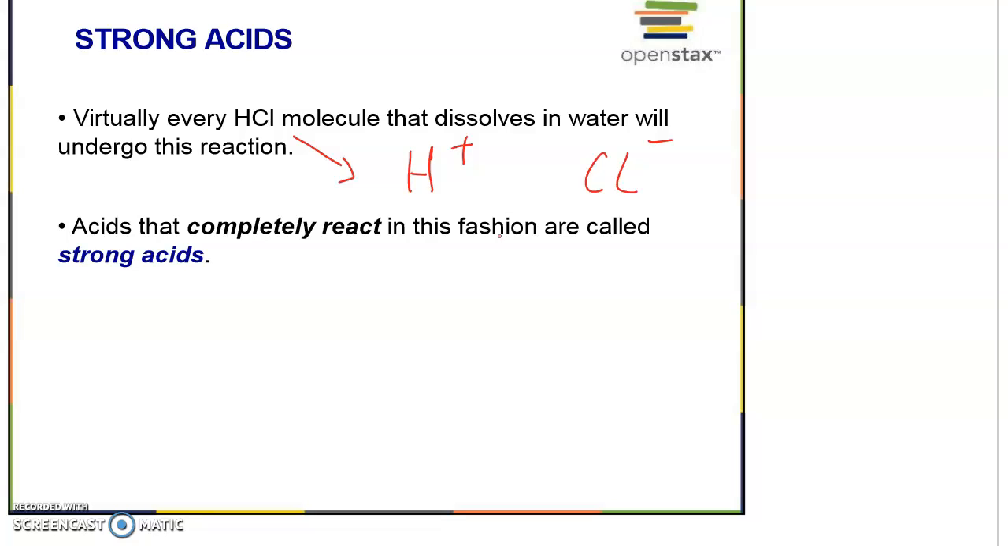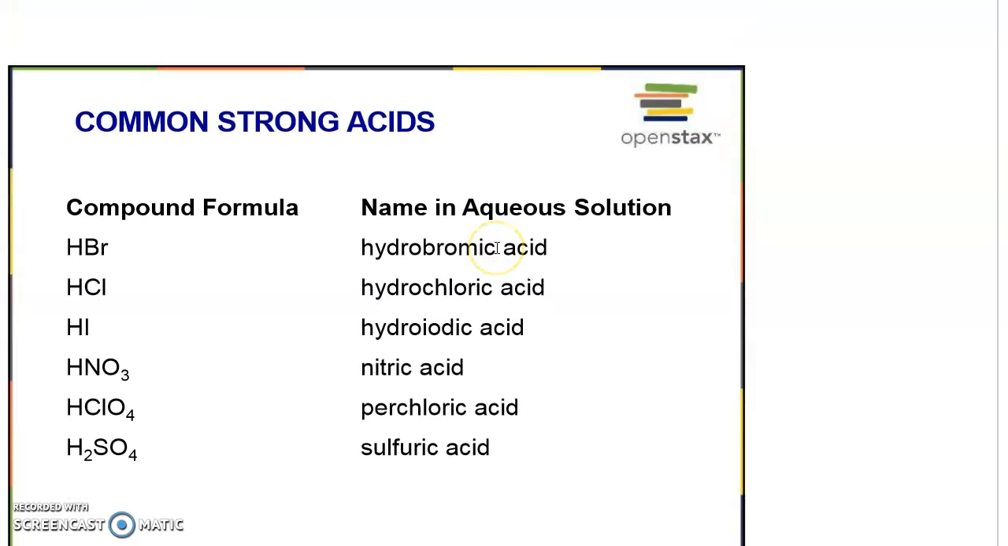So how do we actually determine which one is a strong acid? Well, for this semester, we were lucky. There are only 6 strong acids that we need to be aware of, namely hydrobromic acid, HBr, hydrochloric acid, HCl, hydroiodic acid, HI, nitric acid, HNO3, perchloric acid, HClO4, and sulfuric acid, H2SO4.